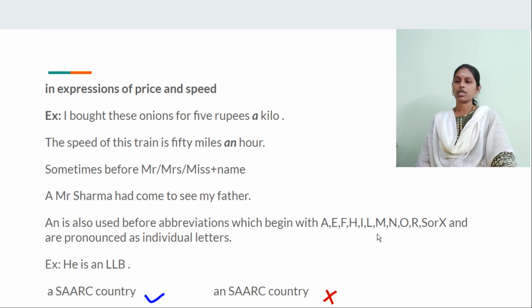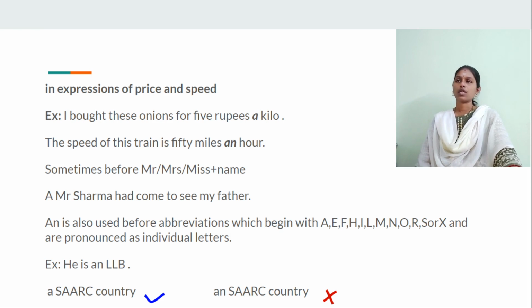And one more: a SAARC country or an SAARC country. Which one is correct? A SAARC country is correct because it's not an abbreviation, it is an acronym. We are not pronouncing the letters individually, but pronouncing it like a whole word. So we use a there, not an.